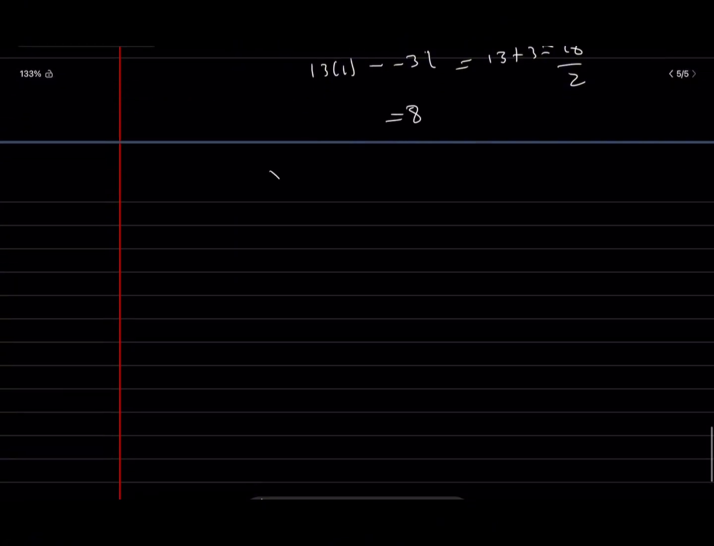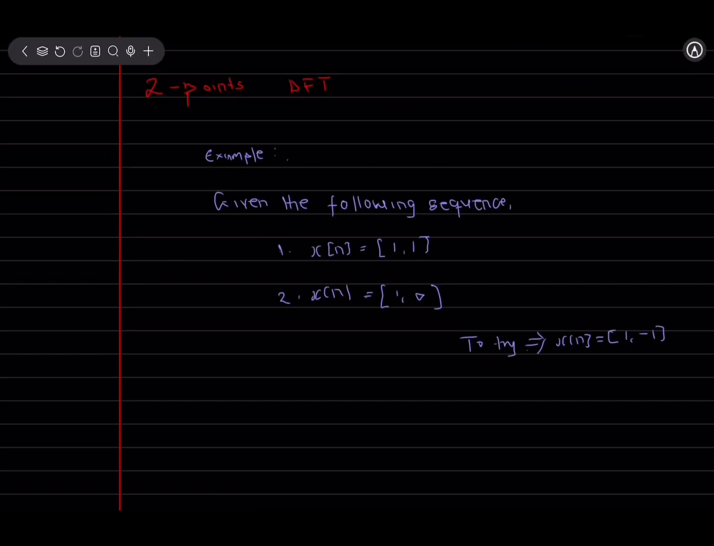So at the end of the day, we have our sequence back as x of n equal to what? X of 0 is 5, and then x of 1 is also 8. So this is how the n equal to 2, which is the 2-point DFT, is being calculated. So we are going to solve some more examples on 2-point DFT and 4-point DFT.